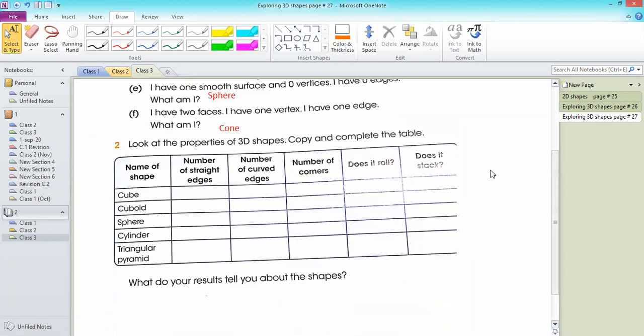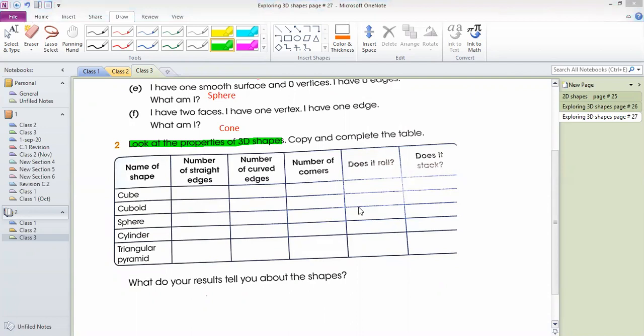Today we are going to complete question number 2. Question number 2 is saying, look at the properties of 3D shapes. Copy and complete the table. There are some columns. In the first column, there are the names of the shapes, like cube. Now you have to tell how many straight edges, how many curved edges, how many corners each shape has, and whether it can roll or not, and whether you can stack it or not. Stack means to put something on it. So are you ready to do this question number 2?